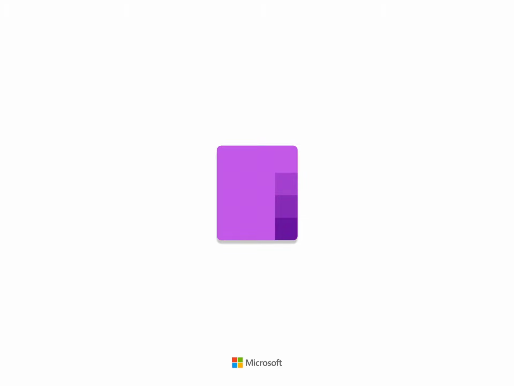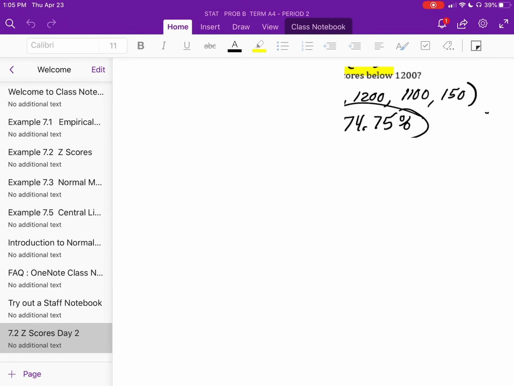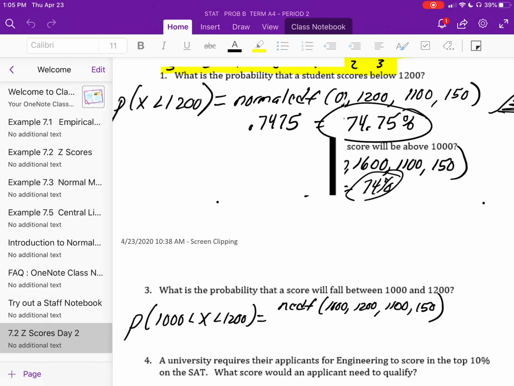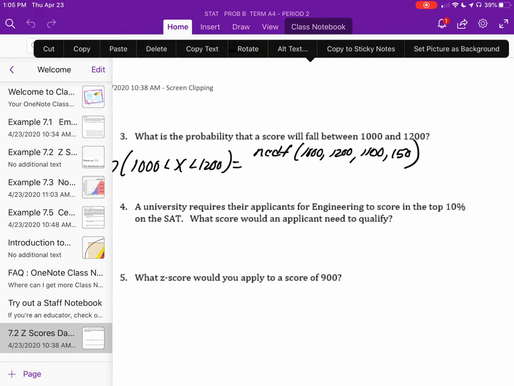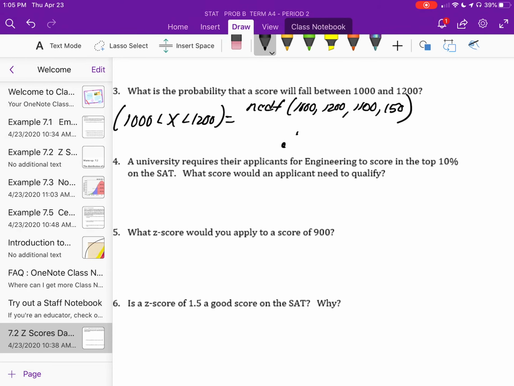This is interesting. My iPad has never lagged like this. Maybe it's because I'm recording. So that comes out to be 0.495, which is a 49.5% chance.